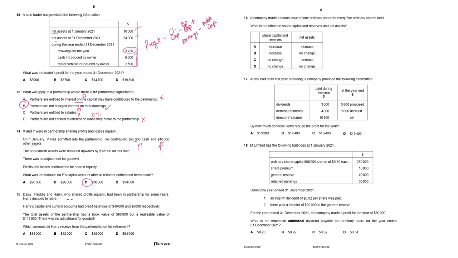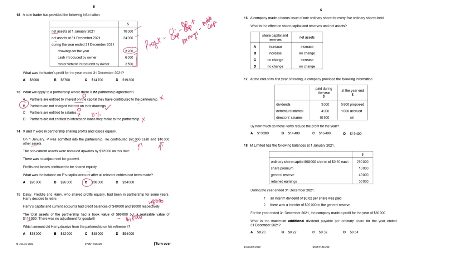Daisy, Freddy and Harry, who shared profits and losses equally, had been in partnership. Harry decided to retire. Harry's capital and current account had credit balances of 40 plus 8, total 48,000, on retirement. The total assets of the partnership had a book value of 98,000 but a realizable value of 116,000. So there is a profit on revaluation at the retirement. And how much is the profit? It is 18,000, the difference between 116 and 98.